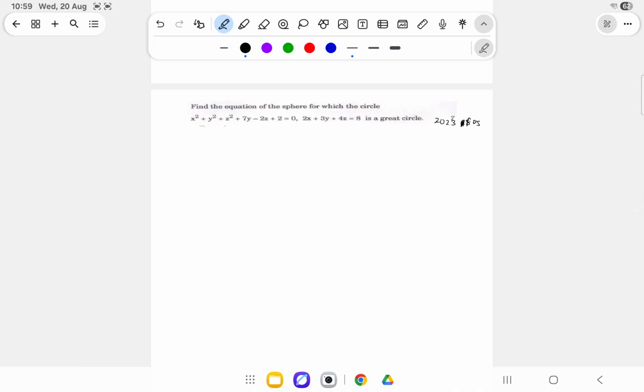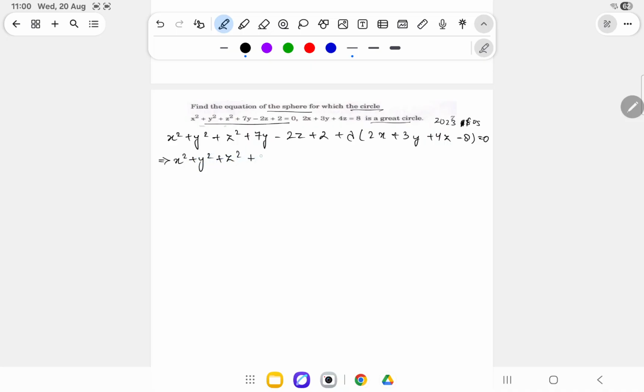The next question says: find the equation of sphere for which this circle is the greatest circle. This is basically similar to the second part of the previous question. So the equation of sphere will be x square plus y square plus z square plus 7y minus 2z plus 2 plus lambda into 2x plus 3y plus 4z minus 8 equals to 0. If I simplify it, I'll get x square plus y square plus z square plus 2 lambda x plus 7 plus 3 lambda y plus minus 2 plus 4 lambda z plus 2 minus 8 lambda equals to 0. So I got my equation of sphere.